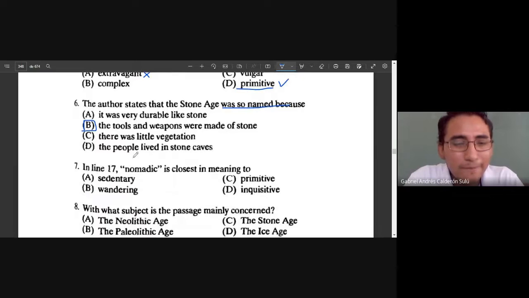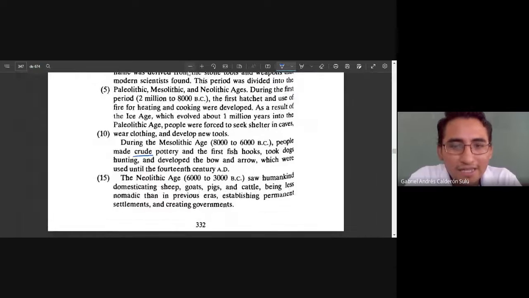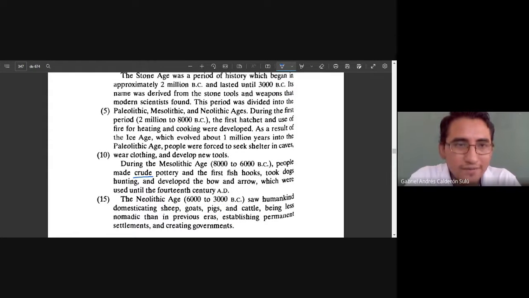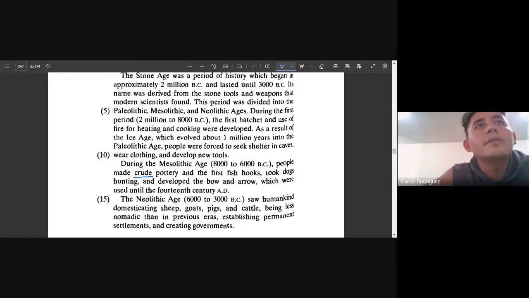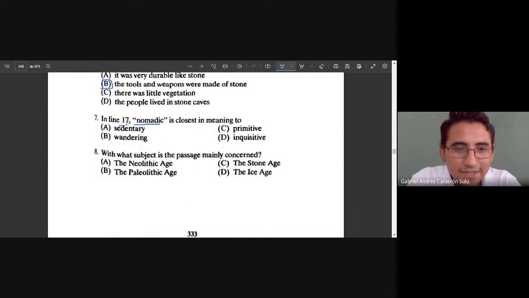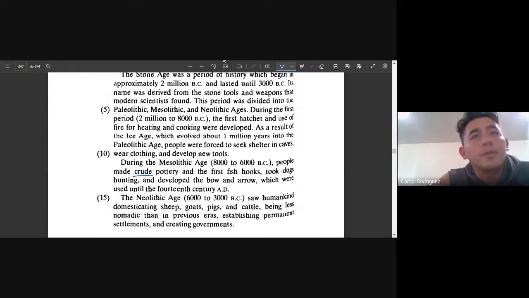Okay, the next question. In line 17, nomadic is closest in meaning to. Again, it's a vocabulary question. We have to go to the text and look for the answer. What's nomadic according to this text? Remember, very important, according to the text, because maybe you know the answer, but you need to focus on here. What line? In line 17.